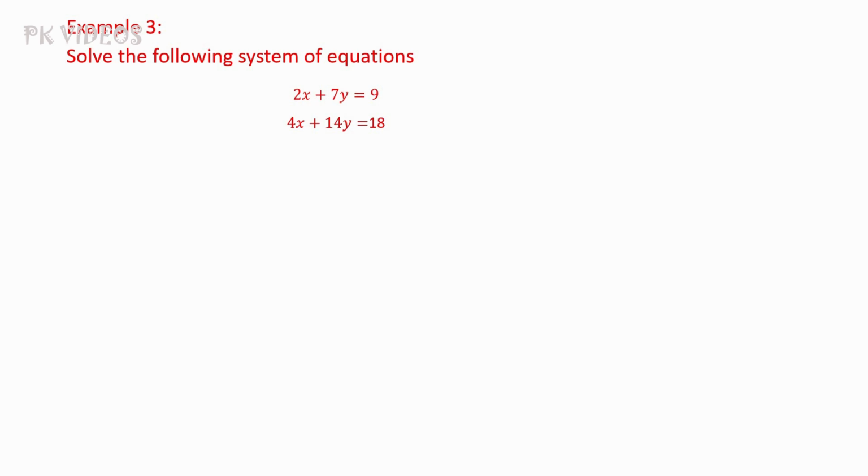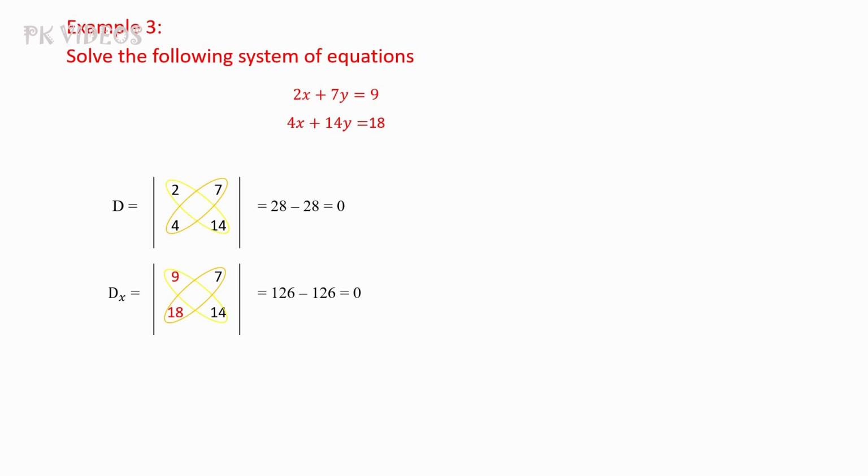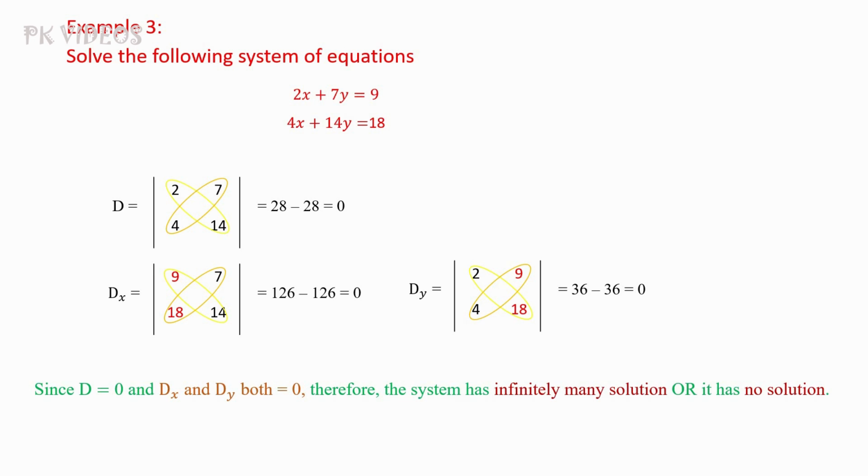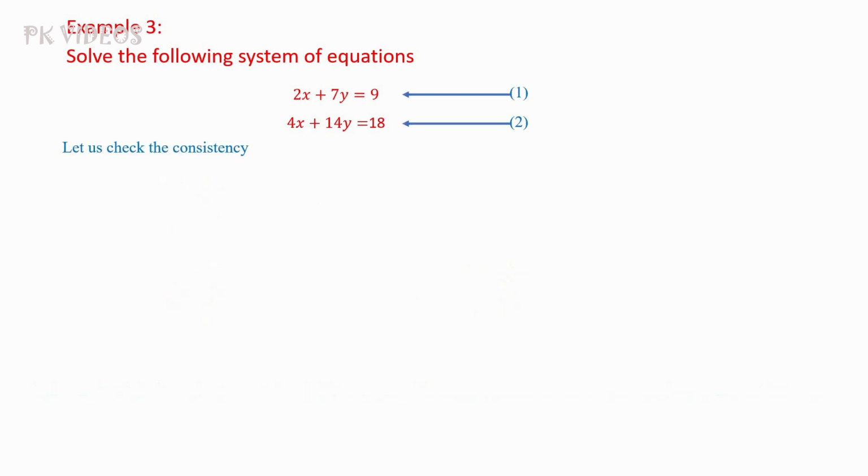Example 3. Solve the following system of equations. When you find the determinant is 0 for this equation and dx for this equation is also 0. We can still proceed for dy and we get that dy is also 0. Since the determinant is 0 and dx and dy both are also 0, therefore the system has infinitely many solutions or it has no solutions. So let us check whether it has many solutions or no solution.